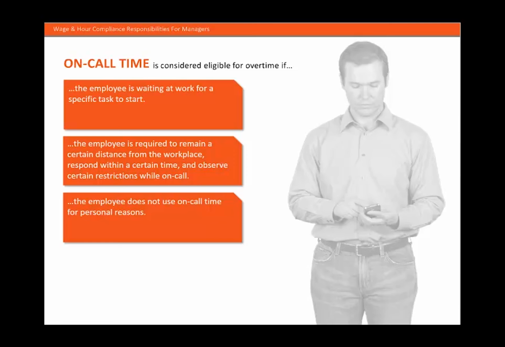Let's say an employee carries the company's cell phone, but is generally free to do whatever they want while on call. At that point, the employee is only paid if they are called to work. But if the employee is required to remain within a certain distance of the workplace, respond within a certain time frame, or observe certain restrictions in their behavior while they are on call, then the time will be paid.